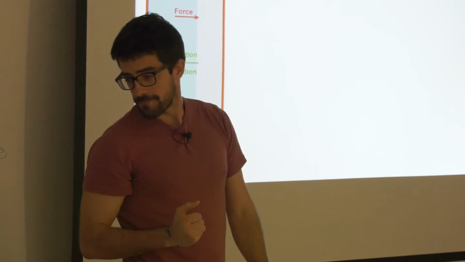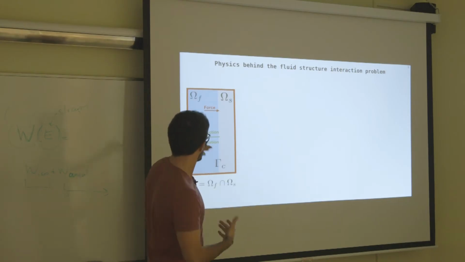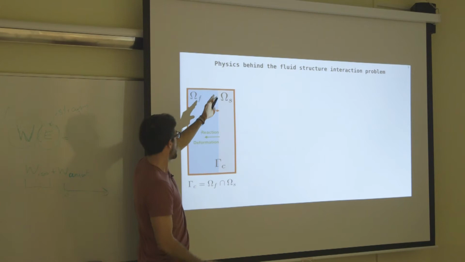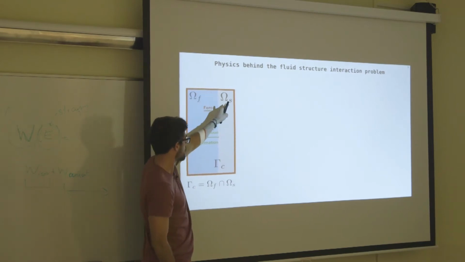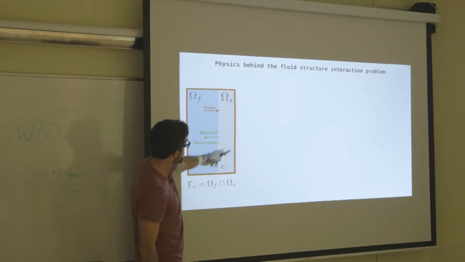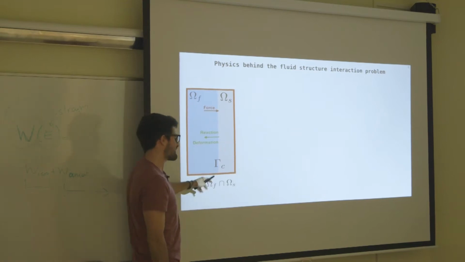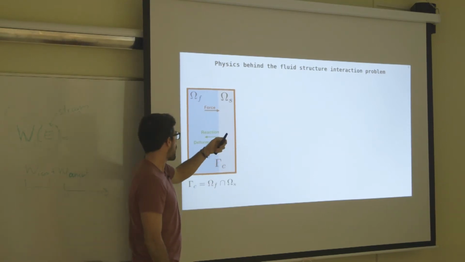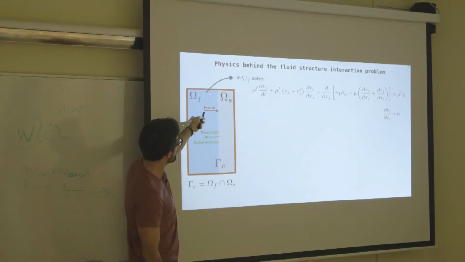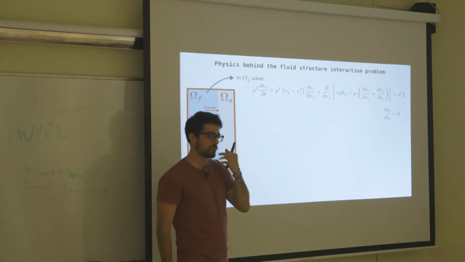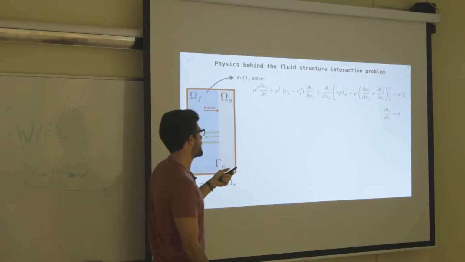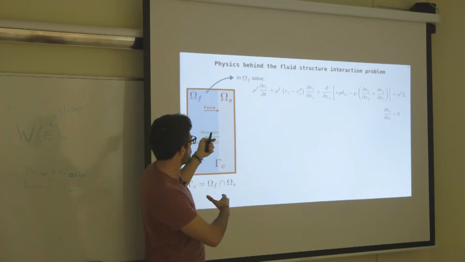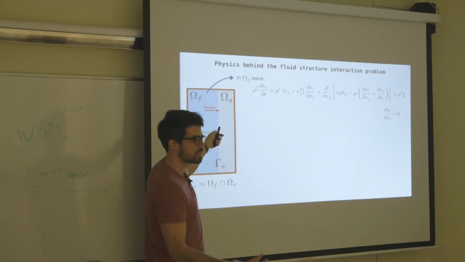If we decompose this domain, we can have a fluid domain, a solid domain, and the interface between both domains, that is the contact surface. In the fluid domain, we are solving the Navier-Stokes equation. You probably know this. This is the way the fluid is described.